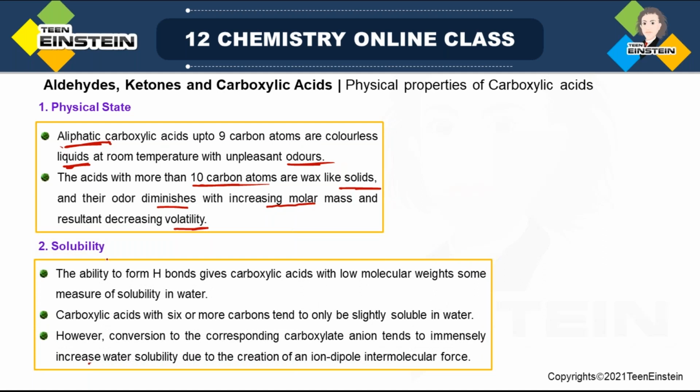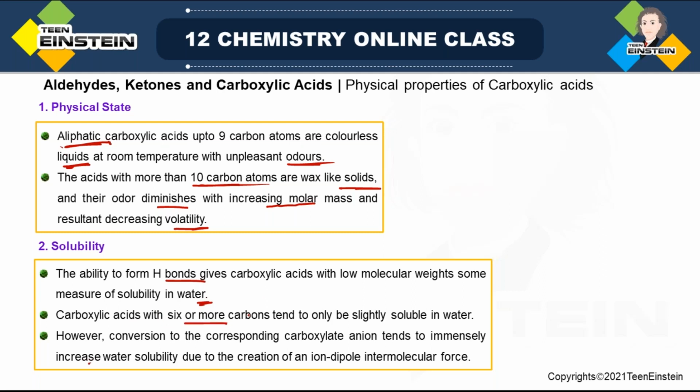After physical state, solubility. Solubility of carboxylic acid. Carboxylic acids have the ability to form hydrogen bonds, and with low molecular weight, there is some measure of solubility in water. So even if it is a very small carboxylic acid with very low number of carbons, because of this hydrogen bond formation, even if it is low molecular weight, they will have some solubility in water, because they can form hydrogen bonds with solvent molecules. Which solvent molecules? Water molecules. So as they can form hydrogen bonds, because of this interaction, they will be soluble in water.